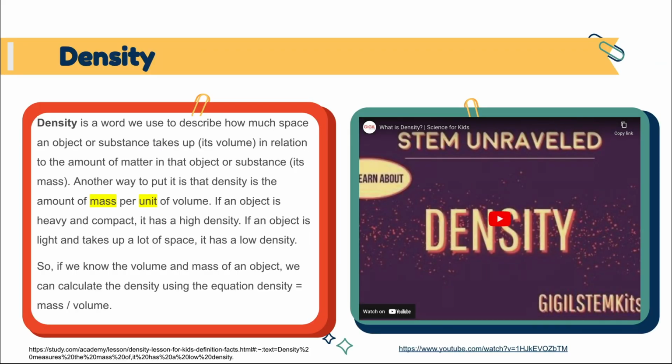Density. Density is a word we use to describe how much space an object or substance takes up, its volume, in relation to the amount of matter in the object or substance, its mass. Another way to put it is that density is the amount of mass per unit of volume. If an object is heavy and compact, it has a high density. If an object is light and takes up a lot of space, it has a low density. So if we know the volume and mass of an object, we can calculate the density using the equation density equals mass divided by volume. Again, here's another video to check out.